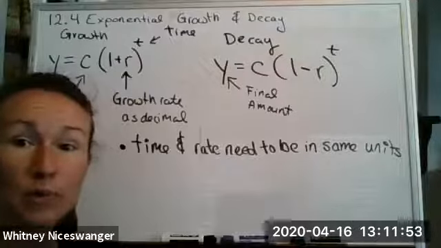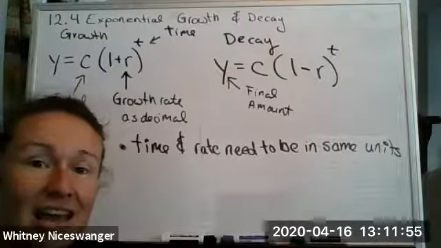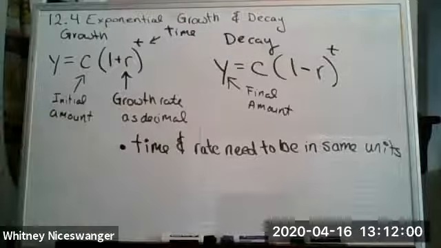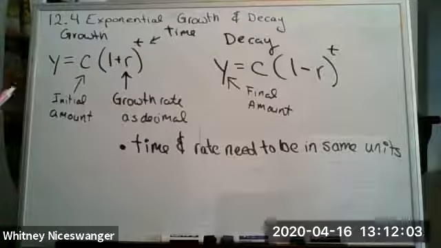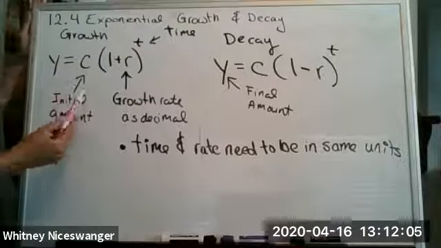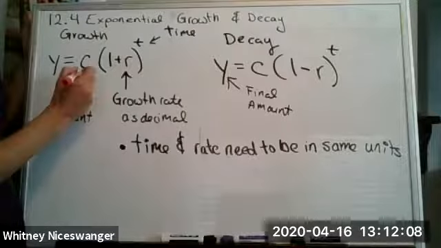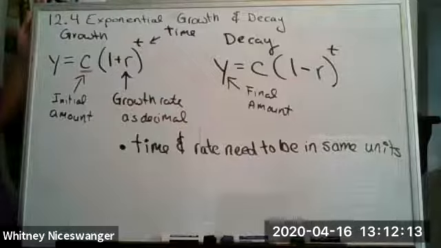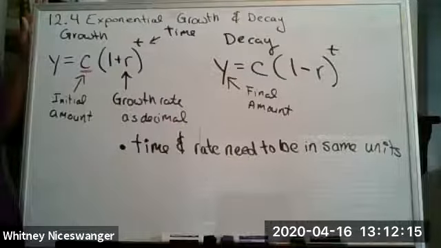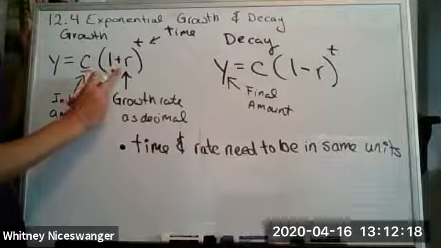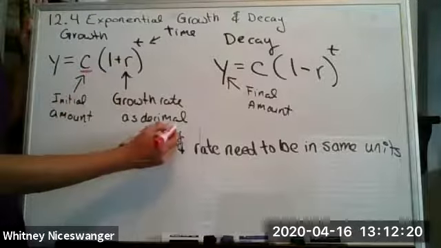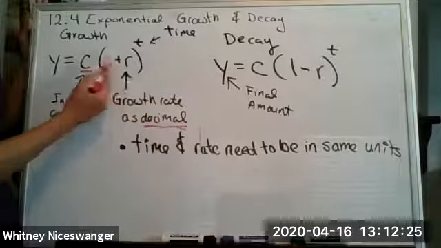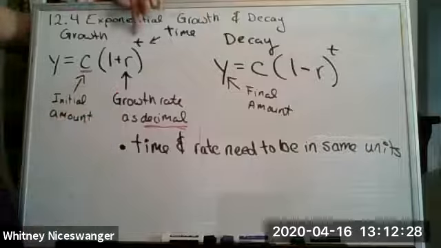All right, so 12.4, exponential growth and decay. They each have their own formulas, they're only slightly different. So here we've got exponential growth. Basically, you start with an initial amount. So this C represents the initial amount. And then that's going to get multiplied by 1 plus the growth rate, but your growth rate has to be as a decimal, okay? And the 1 plus the growth rate gets raised to the power of time.